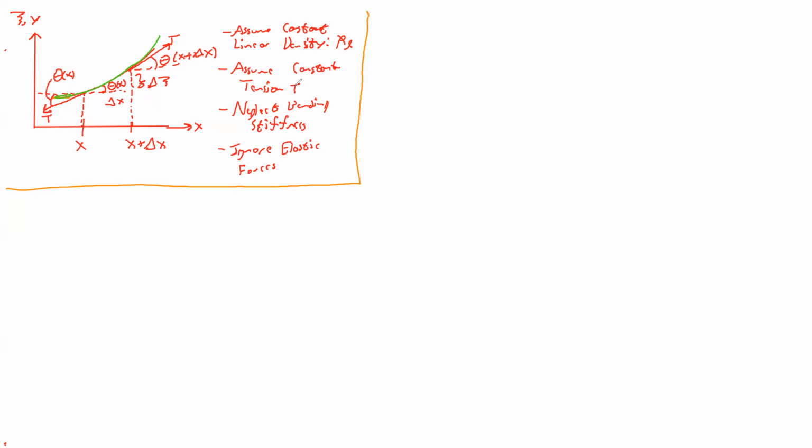So we are also going to assume that the string has a constant linear density denoted as rho sub L. We're going to assume that the tension is constant. We're going to neglect bending stiffness for simplicity, and we are going to ignore elastic forces other than recognizing that the string needs to be elastic enough to be extensible. In other words, it needs to be able to move up and down as the wave propagates through. So let's get into the derivation.